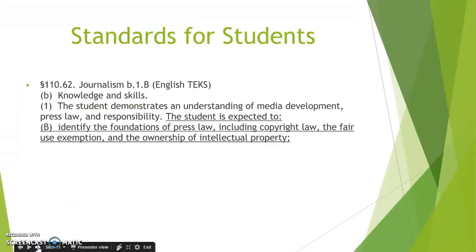So, let's just briefly take a look at the standards for students. We briefly took a look at the standards librarians adhere to concerning copyright. Here's one that you as students would adhere to. So, for example, standard 110.62, journalism B.1.B, knowledge and skills, going into 1. The student demonstrates an understanding of media development, press law, and responsibility. The student is expected to identify the foundations of press law, including copyright law, the fair use exemption, and the ownership of intellectual property. All things we've gone through.